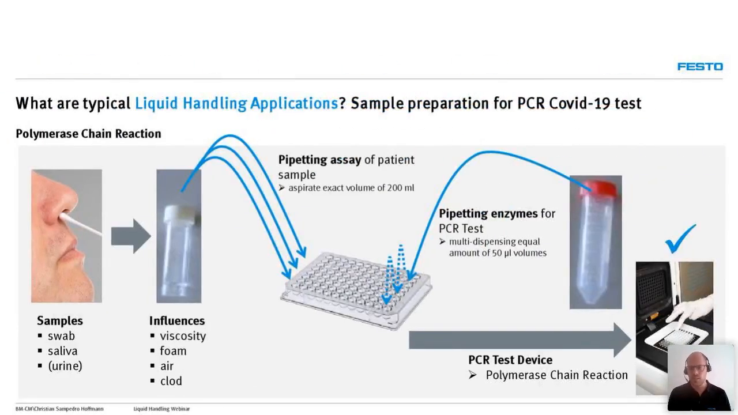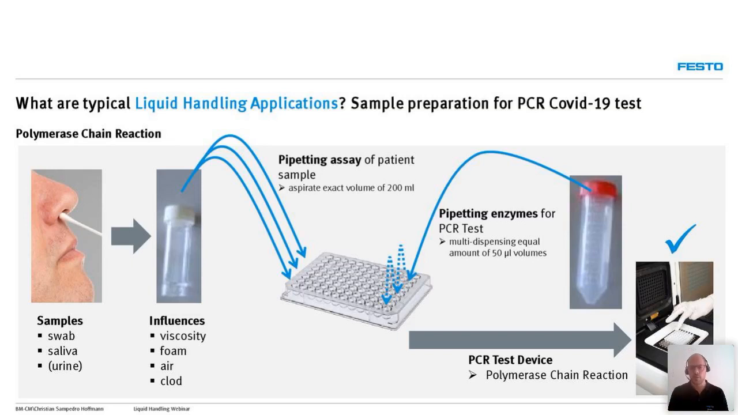Another example is the PCR test. I think that's going in the same direction, but I picked this because I think everybody is aware of it. I think everybody of us had this little swab in the nose, and this is going into a little tube, and from this tube you want to pipette into microtiter plates. And then when it's going to testing in the sample preparation, you also add some enzymes for the PCR test with a defined volume in the microtiter plates, and then put this into a PCR test device.